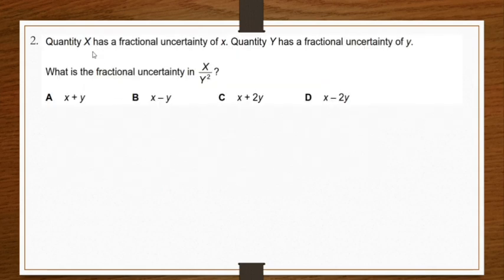Number 2, quantity X has a fractional uncertainty of x, quantity Y has a fractional uncertainty of y. What is the fractional uncertainty in X over Y squared? To answer this question, we have to remember that when performing multiplications and divisions or dealing with powers, we simply add together the percentage or the fractional uncertainties. So if we want to find the fractional uncertainty in X over Y squared, then we'll just have to add together x plus 2 times y. So the answer is C.